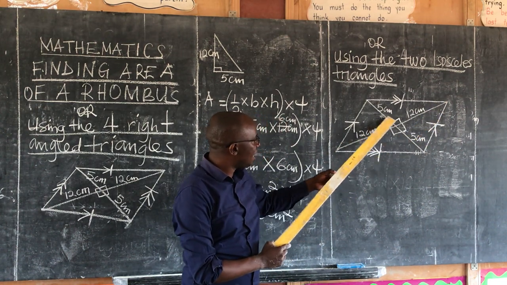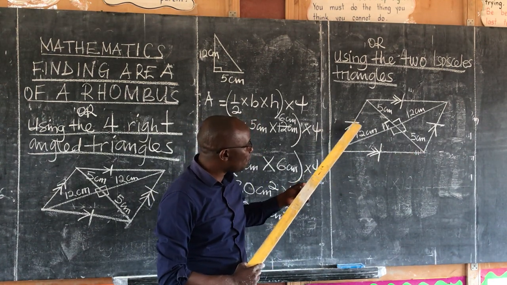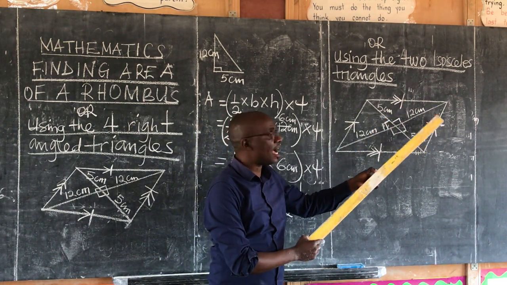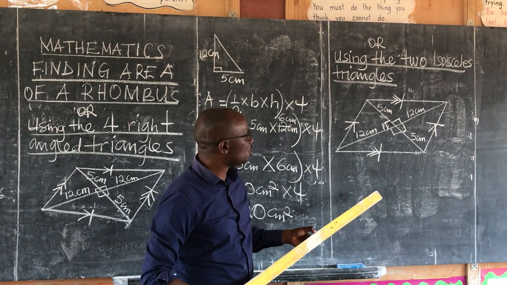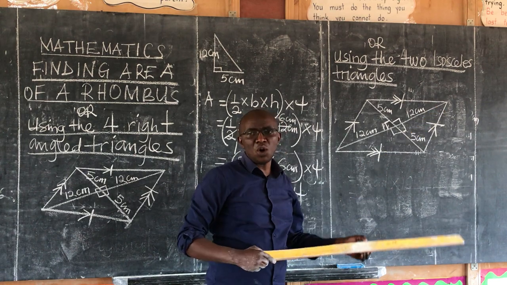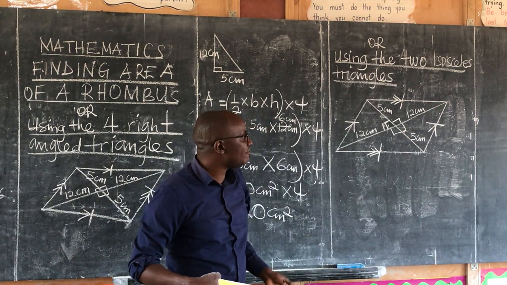Even this one is isosceles. Two of the opposite sides are equal. Now I am going to find the area. So I extract one right angle triangle. You realize that all these right isosceles triangles will all have the same area.